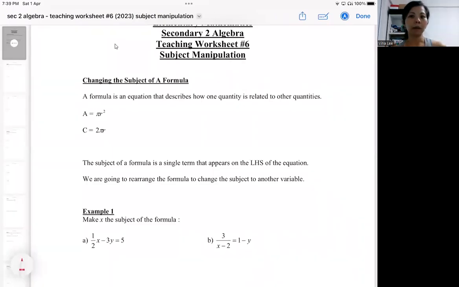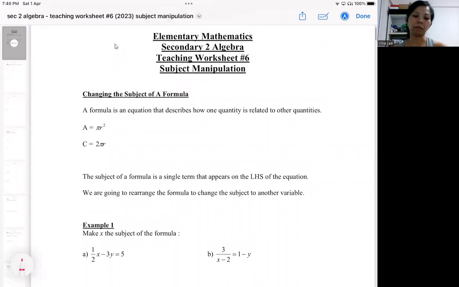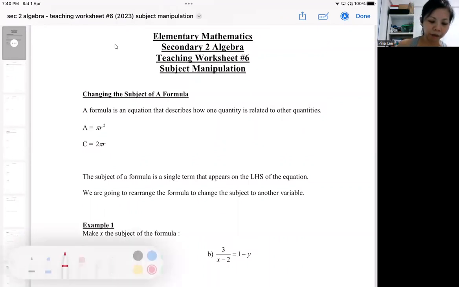Okay, so in this part of the Sec 2 algebra, this part is known as something called subject manipulation. Basically, it involves all the algebra techniques that you have learned so far to achieve a certain aim. So you will need all the algebra techniques. I will give you the basic idea first, and then I will show you examples that have different techniques. First of all, you need to understand a formula.